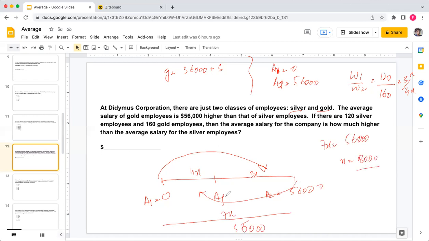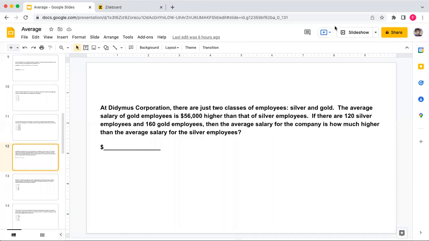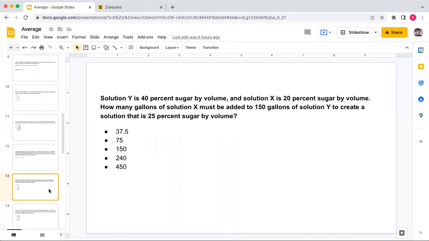Now you know the x. What is AG? AG is simple: 0 plus 4 into 8,000, which is 32,000, or 56,000 minus 3x, which is 56,000 minus 3 into 8,000, which is 32,000. So we can solve both ways. Try to solve this mixture question using the same concept which we discussed. Try to solve this question.